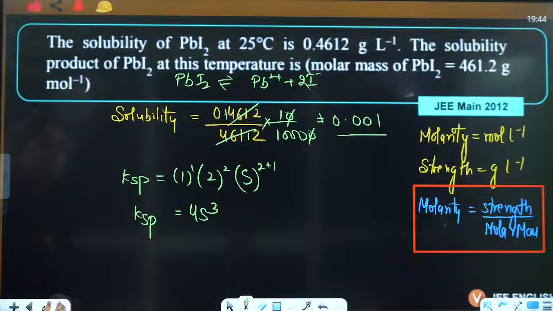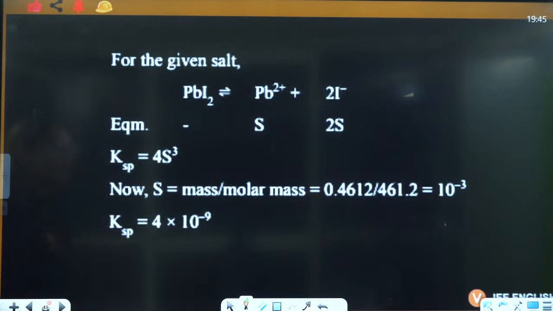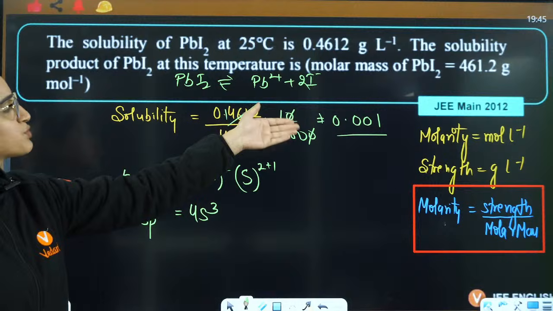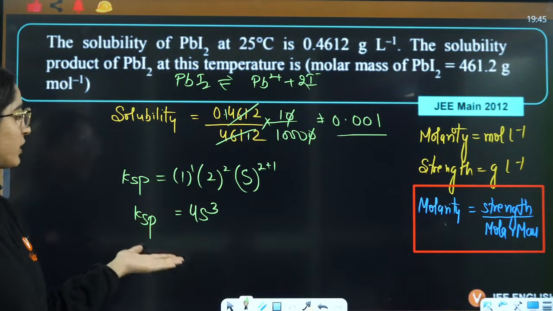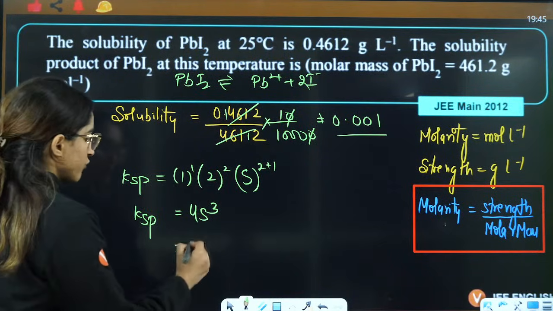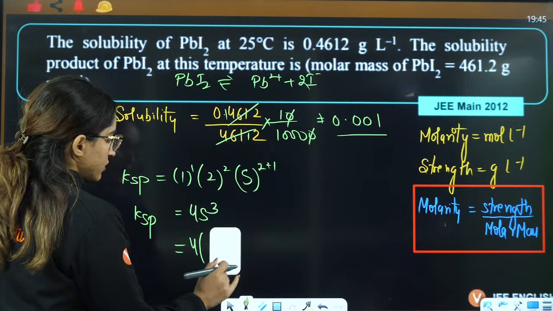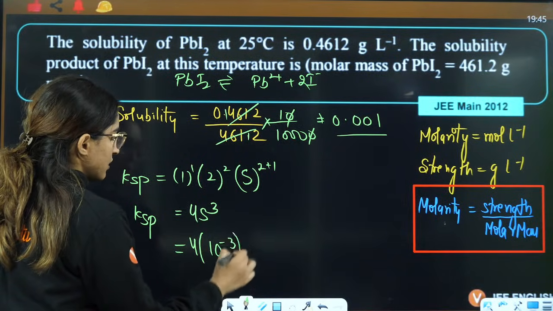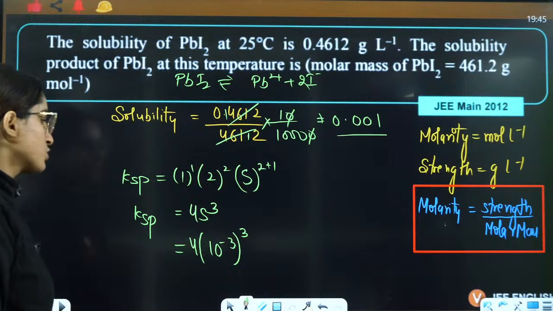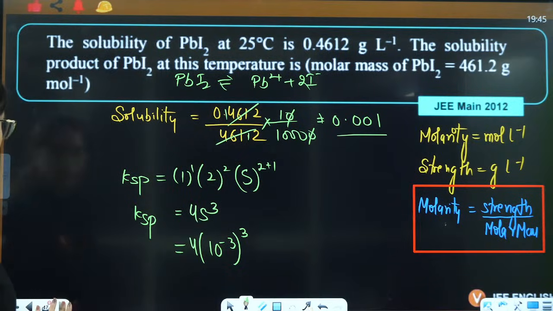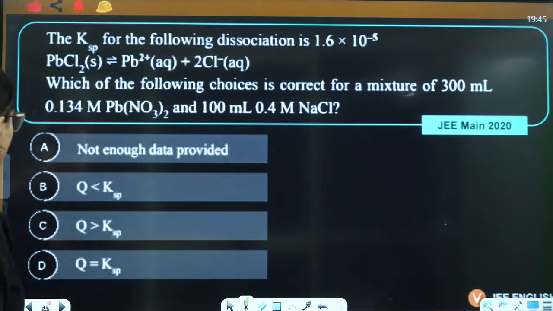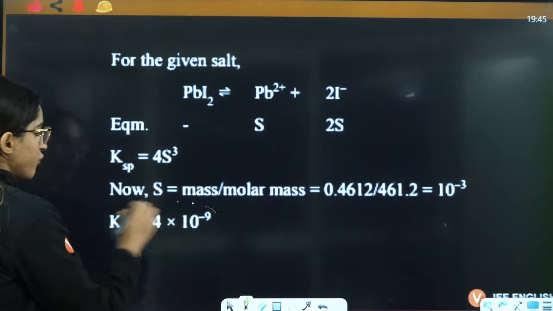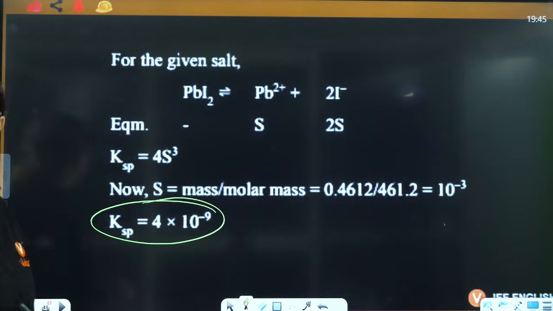Put this value and you will get your answer here, right? Solubility is coming out to be 10 raised to power minus 3, that is 0.001. Put this value here: 4 into 10 raised to power minus 3, cubed. So it's 10 raised to power minus 9, 4 into 10 raised to power minus 9. So the answer will be 4 into 10 raised to power minus 9.